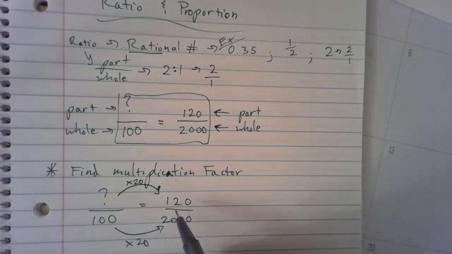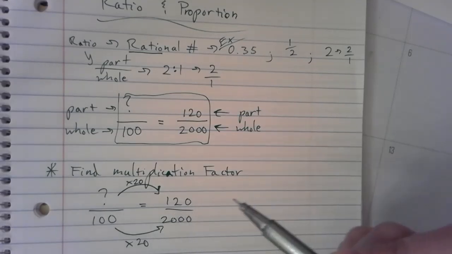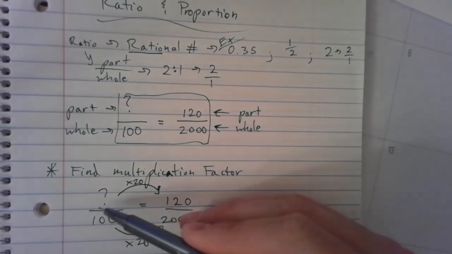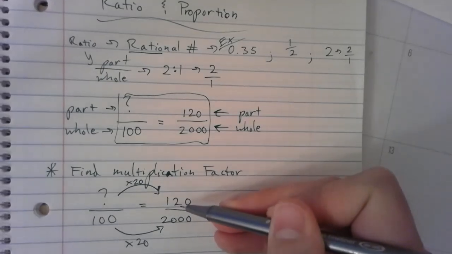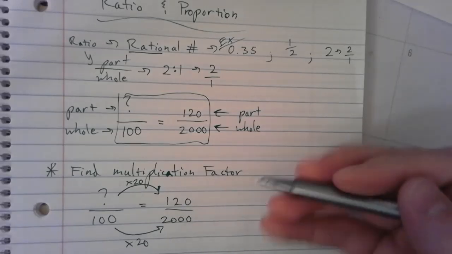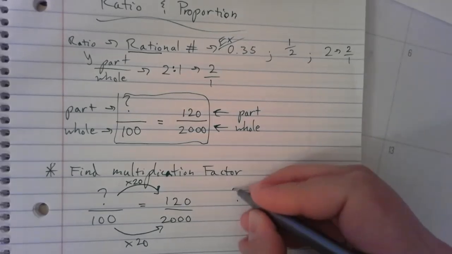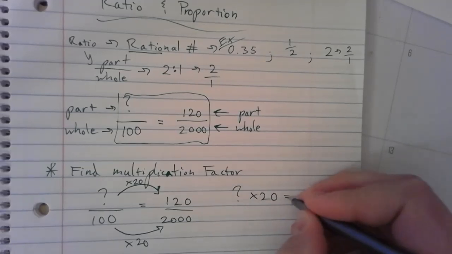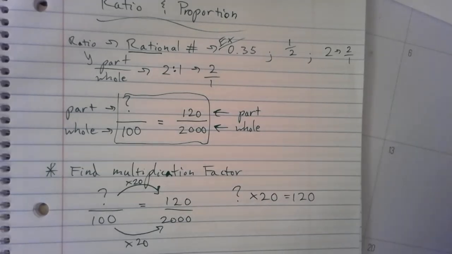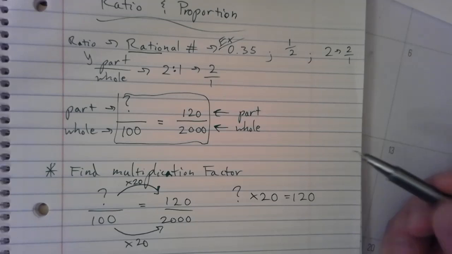Excuse me. So what number times 20 gives me 120? Well, for the algebra-minded people, I can do that over here. I can say question mark times 20 is equal to 120. They don't want me to show you the algebra behind this, but I am, because you need to see this.